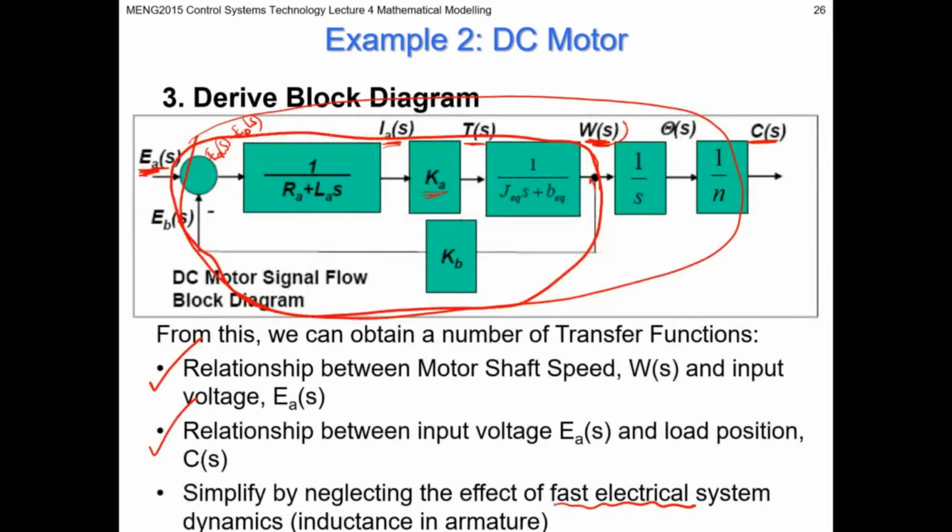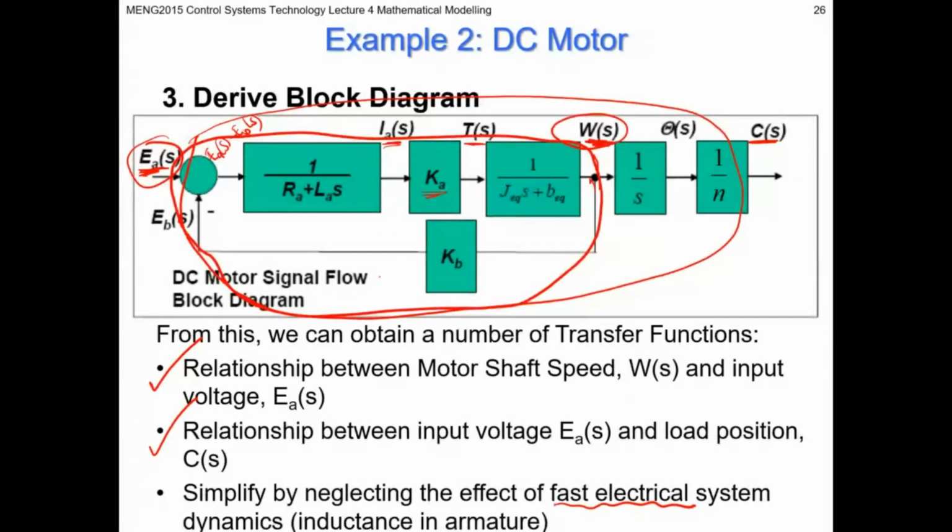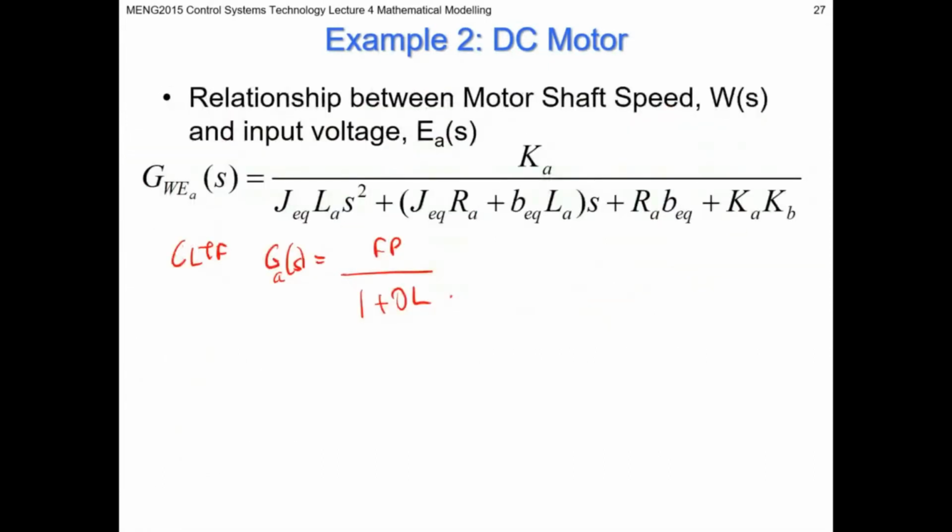This is the transfer function. I said the first transfer function is between motor speed and our input voltage. This is the transfer function. All it is is just taking our closed loop, using our closed loop transfer function formula, G of S equals, let's say GCL equals forward path over 1 plus open loop. Remember that from our block diagram lecture. And we've applied that to this little loop here.